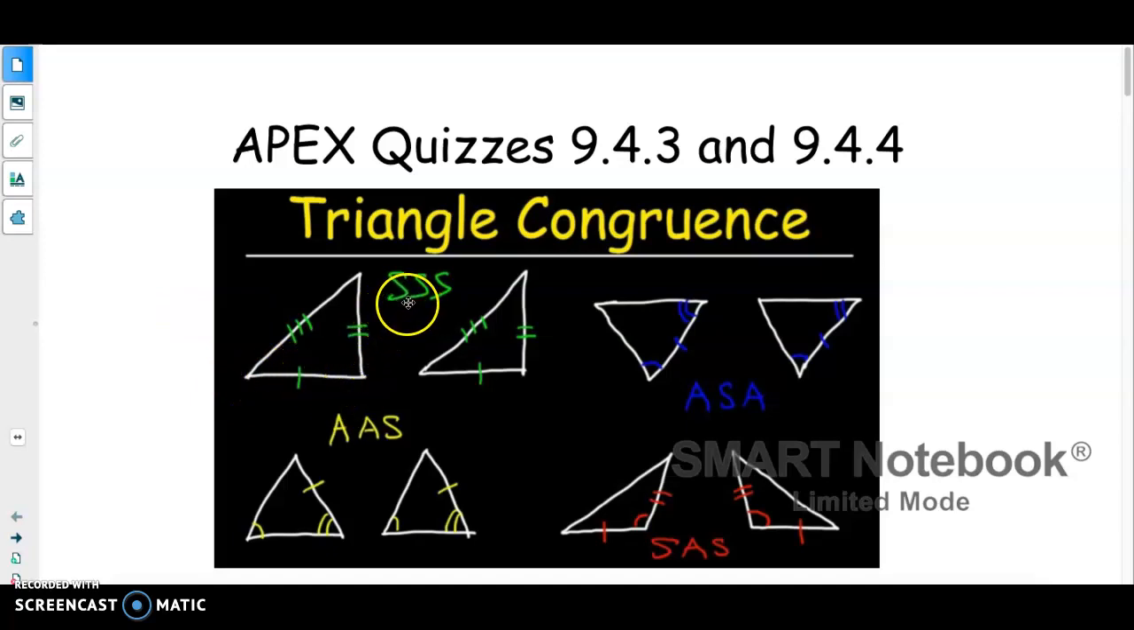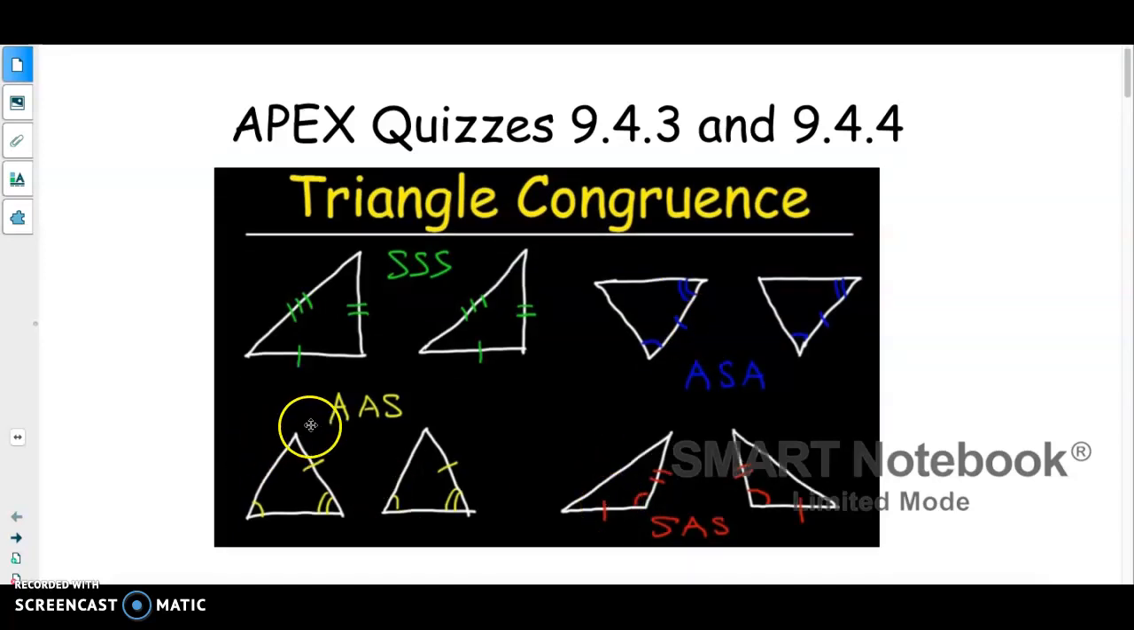Just remember the S's stand for sides and the A's stand for angles. And when we're talking about these, order matters. So either you're going counterclockwise or clockwise, you can go either way, but the order matters, okay? So for this one, side, side, side, all three sides are going to be the same. For the next one, we have angle, side, angle. So you're going to have an angle, a side, and an angle. So the side has to be between the two angles.